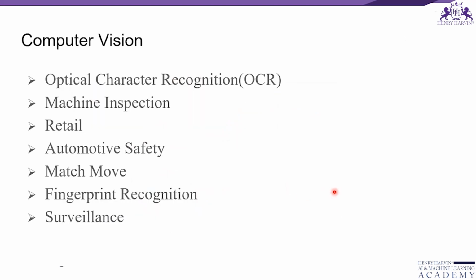There are various applications of computer vision. What I have listed out here is actually very few: optical character recognition, machine inspection, retail, automotive safety, match move, fingerprint recognition, surveillance, etc. The concept of computer vision was first introduced in the 1970s.